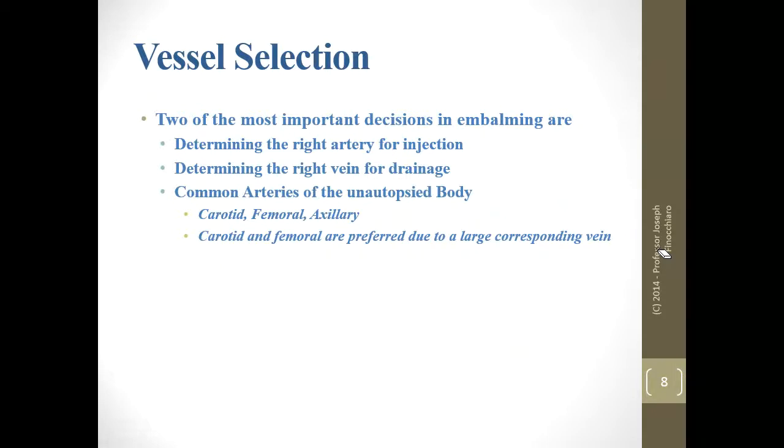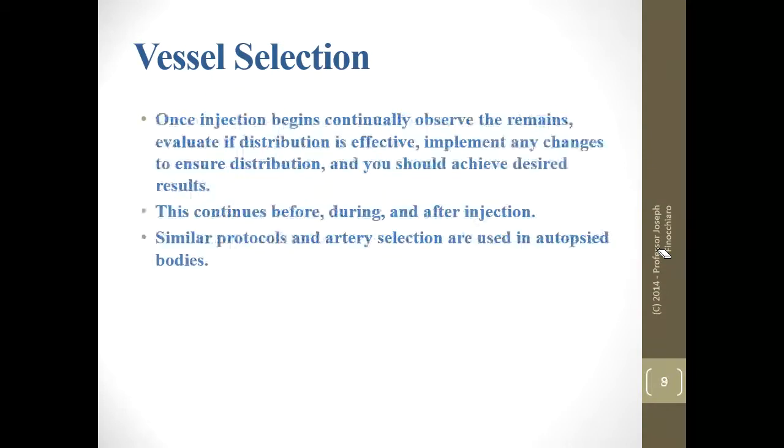So how do we select the right one? Well, it's important because choosing the right artery and choosing the right vein go a long way with getting our job done right. Common arteries of the unautopsied body, no-brainer: the ones in the neck, the ones in the leg, and the armpits. Carotid and femoral are generally the most preferred because of the large accompanying vein. Being able to access a vein at the injection site is important for one basic big reason. You don't want to make extra cuts if you don't need to. This reduces leakage. This is less liability. You are less liable to find yourself in hot water for mutilation because you've been making excess cuts. So realistically, the accompanying vein is a major criterion for selecting the artery.